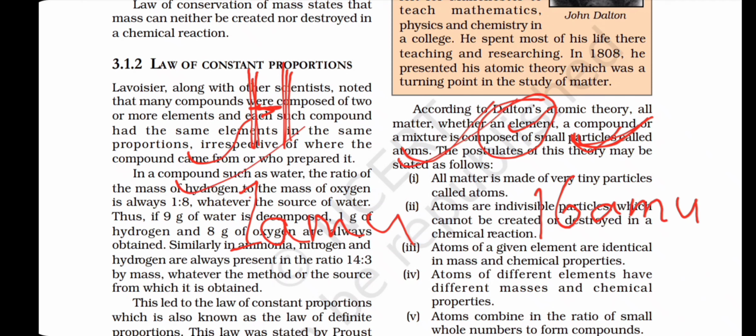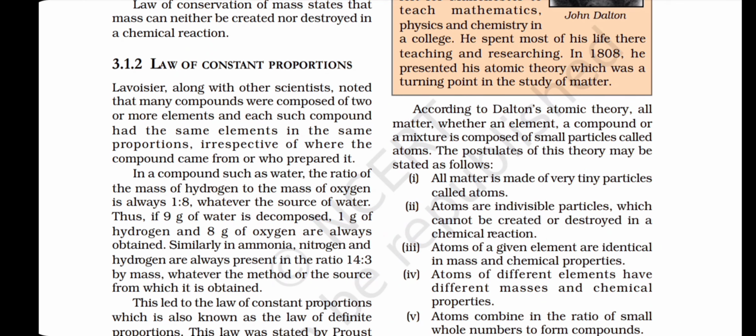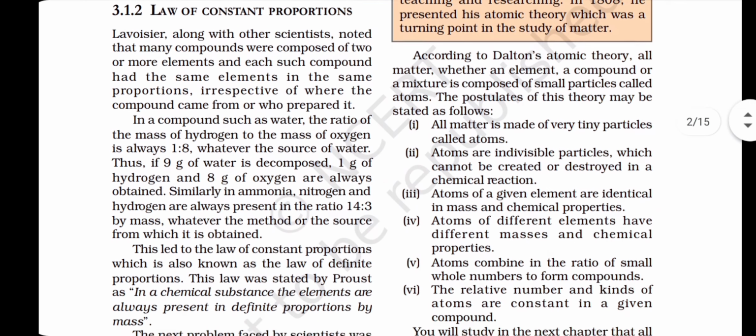This is the same for all hydrogen atoms and all oxygen atoms, and hydrogen and oxygen are different elements, so they have different chemical properties and different masses as well. The same applies to all elements. We can take the example of another element, helium. It also has different properties and a different mass. So let's proceed to the next postulate.